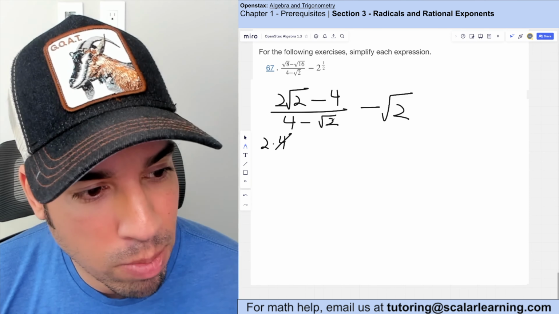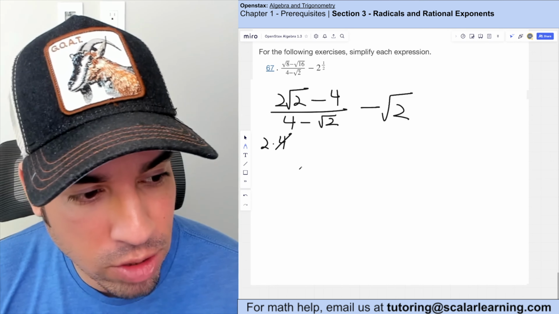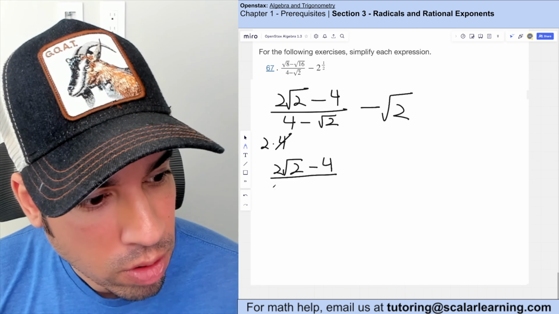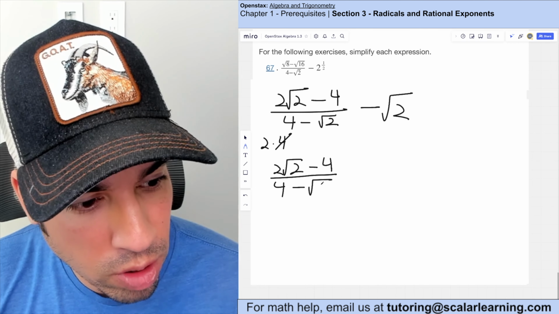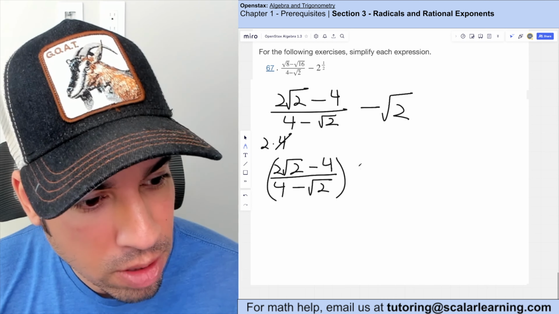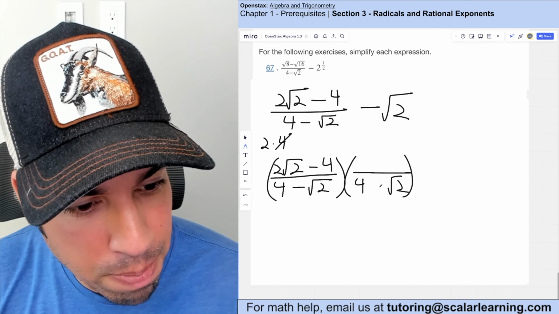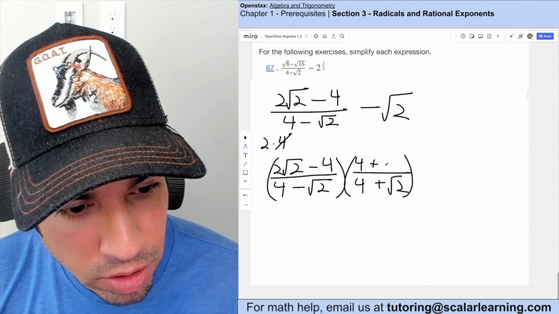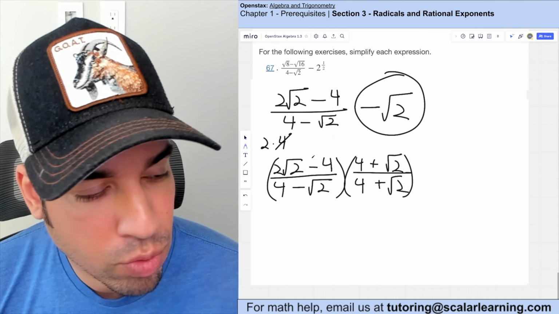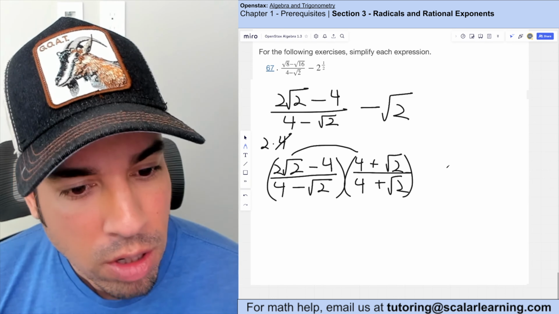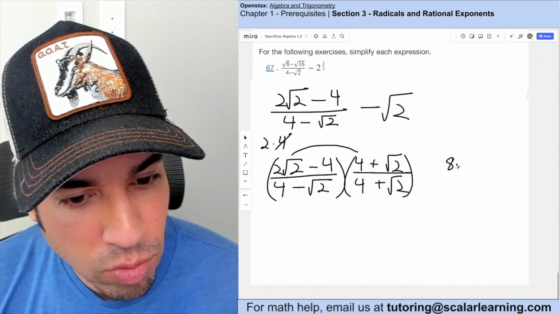So what I'm going to do is multiply by the conjugate of 4 minus rad 2. So I get 2 square root of 2 minus 4 over 4 minus square root of 2 times the same numbers here, 4 radical 2, but instead of the minus, a plus, and same on the numerator. Now I'm going to remember I got this minus rad 2, but I'm not going to write it until the next step. So on top, I'm going to FOIL, so I get 8 rad 2, right?